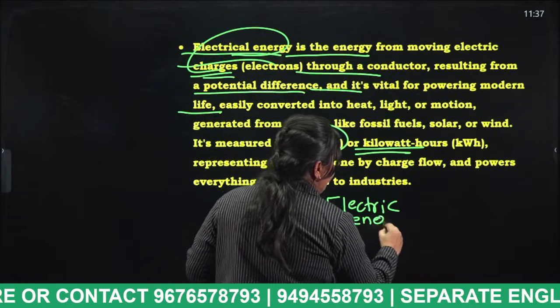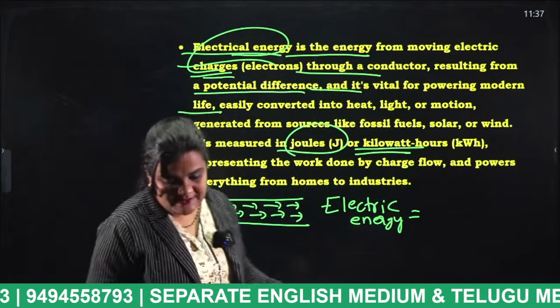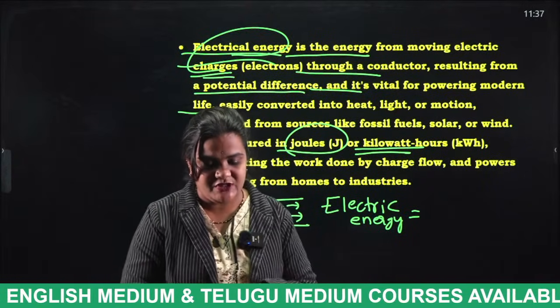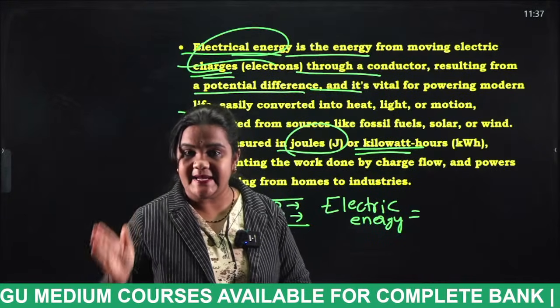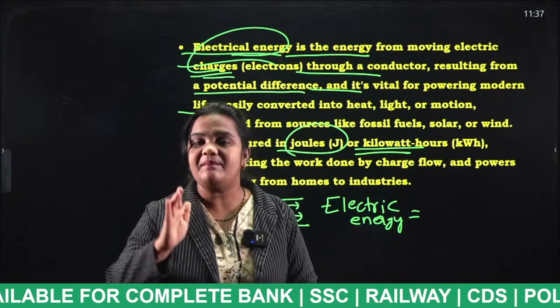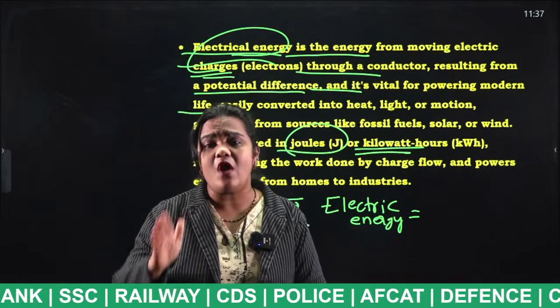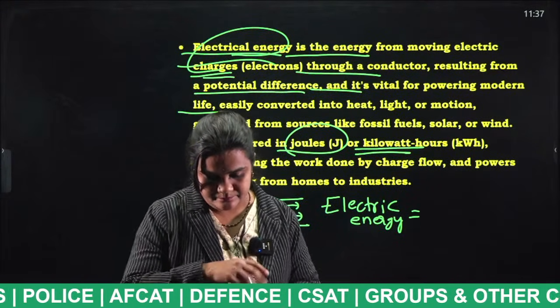So this is the homework for you. Now you have to tell me, what is the formula for electric energy? Each and every student who is in the live session, tell me what is the formula for electric energy. I have told you the formula for electric power. Electric power is nothing but voltage into current. And what is the formula for electric energy? W, nothing but work done.